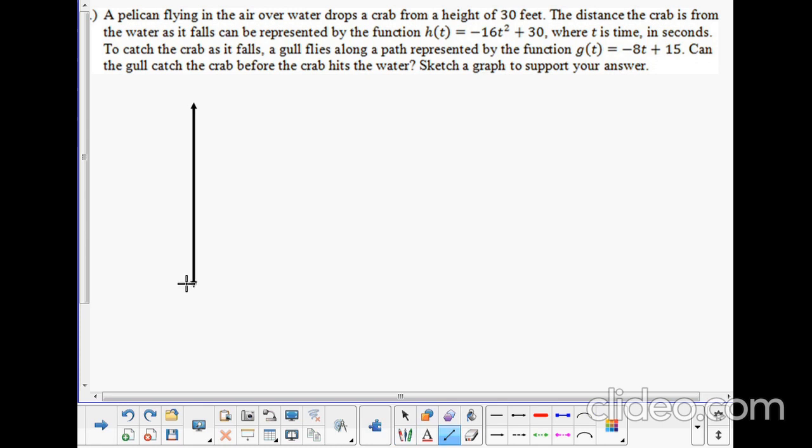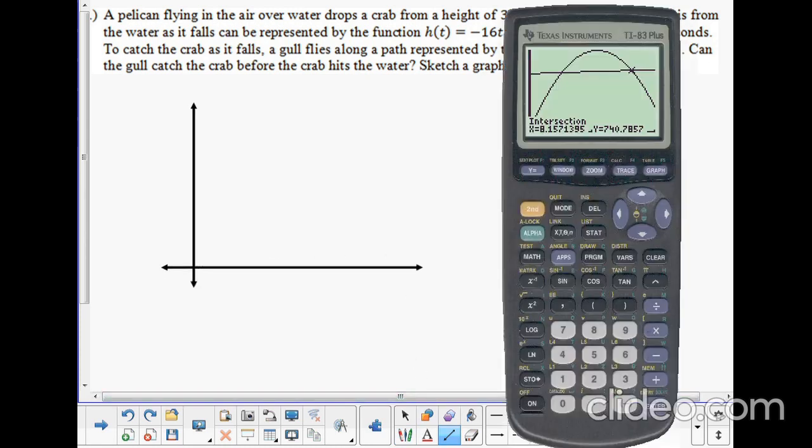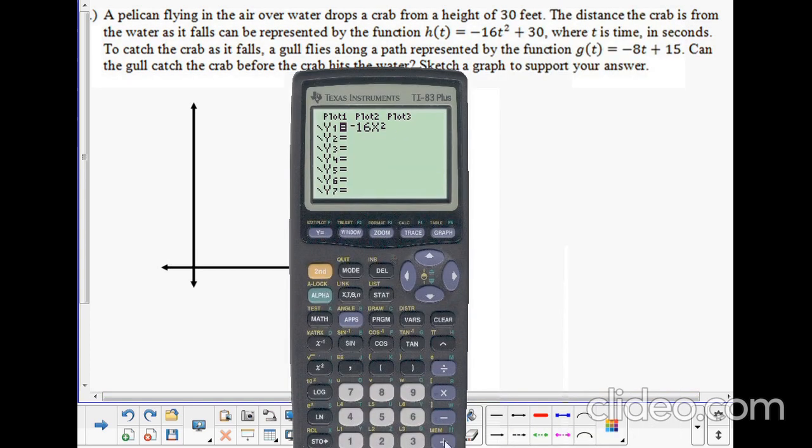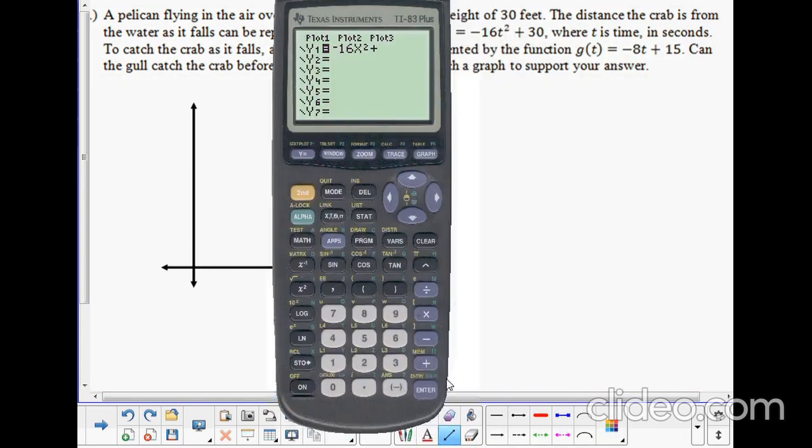So we want to know, is the gull going to catch the crab? So let me go ahead and graph this. I'm going to clear out my previous equations and type in my new equations. The first equation, negative 16t squared, or x squared, plus 30 represents the crab. My second equation, negative 8t, or negative 8x, plus 15 represents the gull.